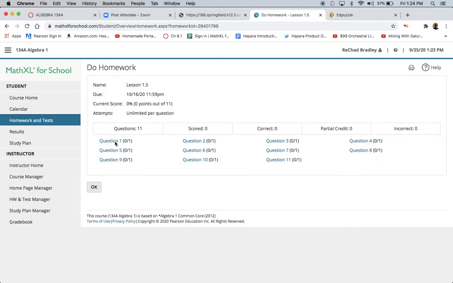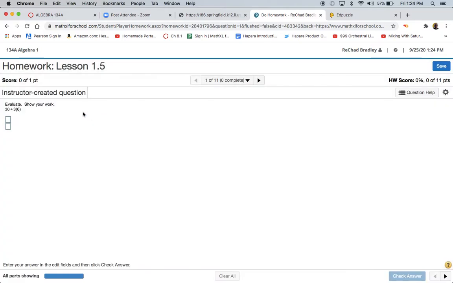This is section 1.5 being worked out for you live here. So again, pay attention to what's going on and just make sure you ask questions here. This is order of operations.